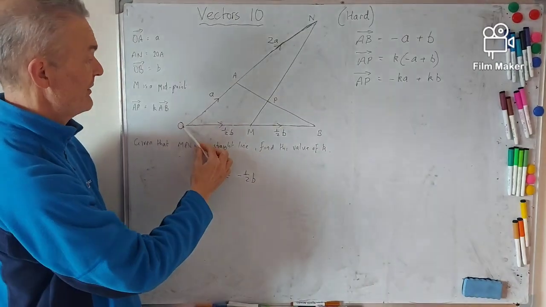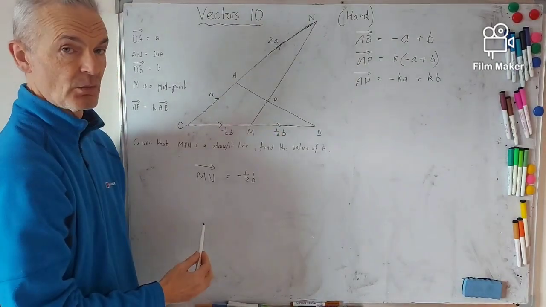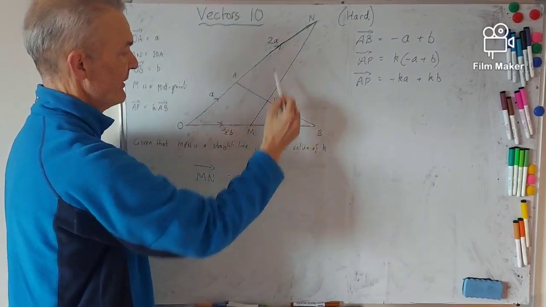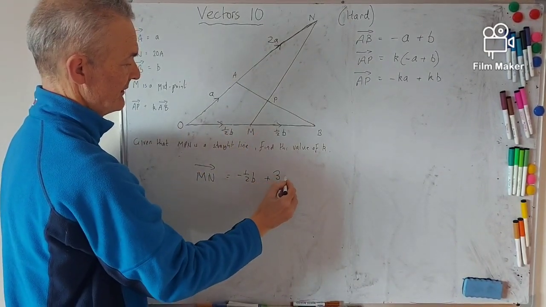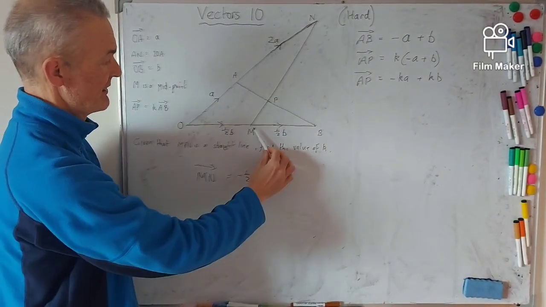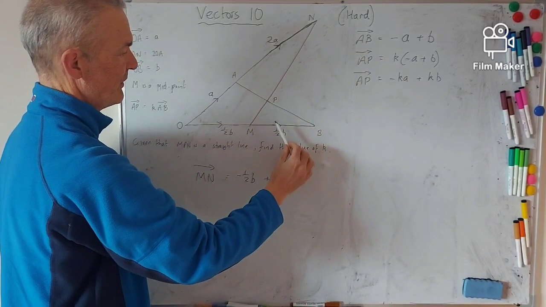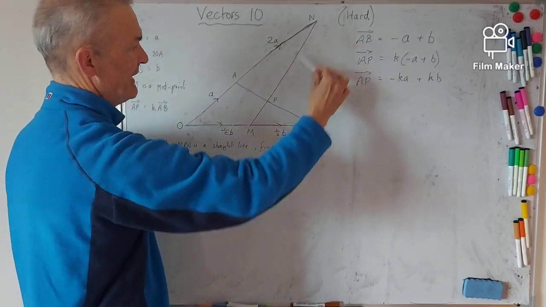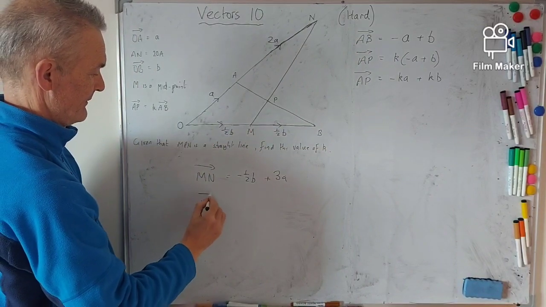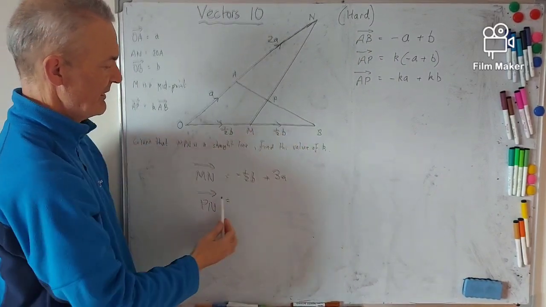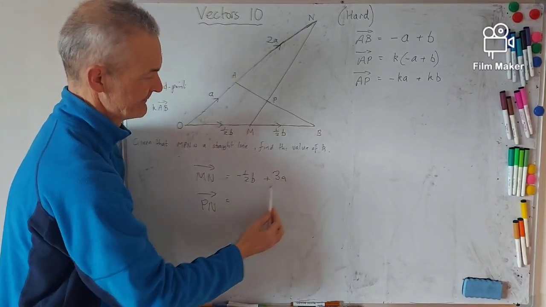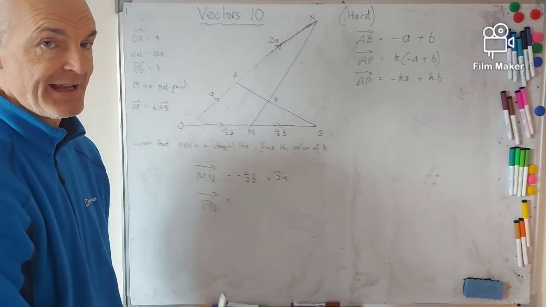And then we're going to go from O all the way to N. Well, we're following the vectors. So we've got A, 1A here and 2A here. So that's 3A. So that's the vector MN. Okay, but we're only interested in PN. So that's going to be some fraction of this vector. So let's call that fraction n.